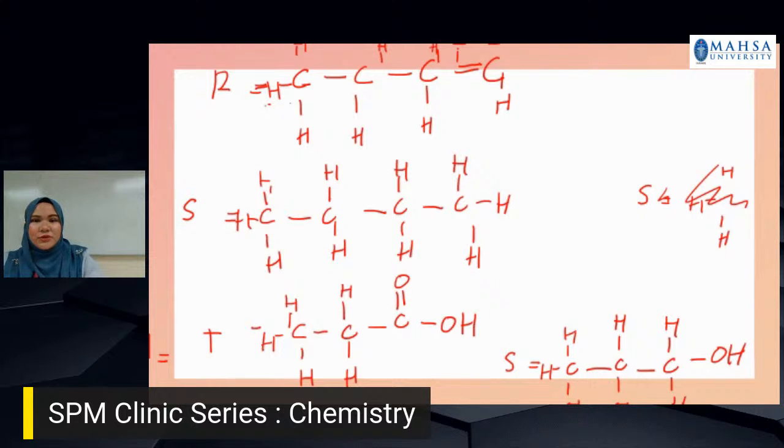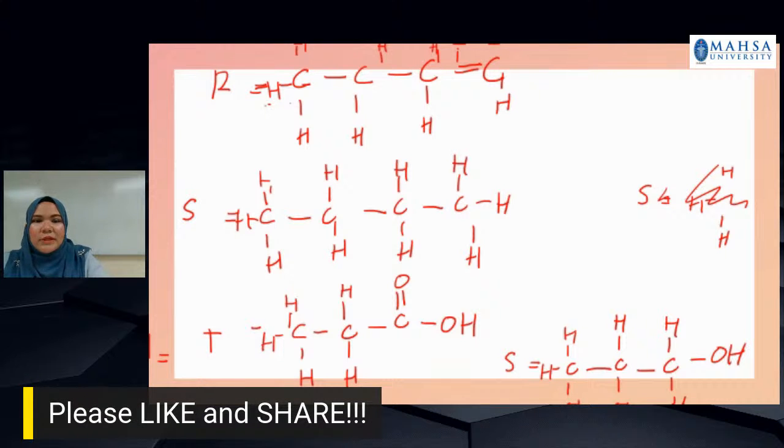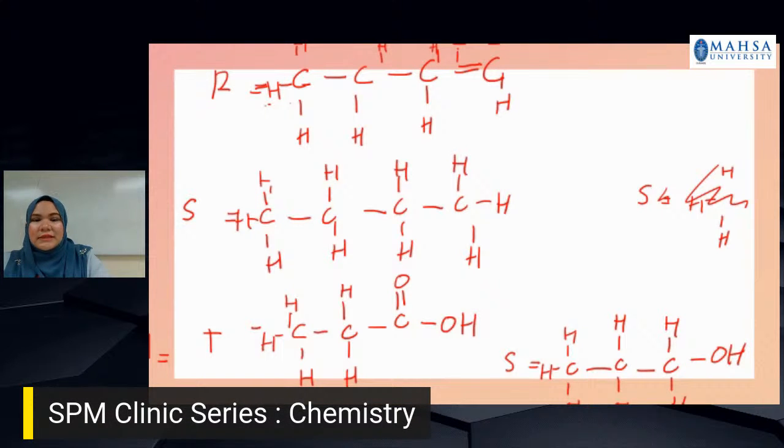Okay, what about the functional group for R, S, T and U? So the functional group for R would be alkene. The functional group for S would be alkane, because you don't have any double bond. At the same time, it will give you a negative result for bromine water. And then for T, the functional group will be carboxyl group, because you can see C double bond O, OH here will be your carboxyl group, and S here will be hydroxyl group, because you can see the OH. Okay, so that settles question 1.